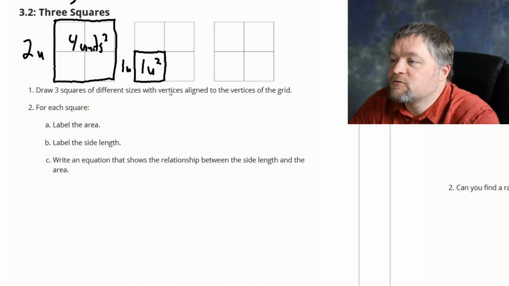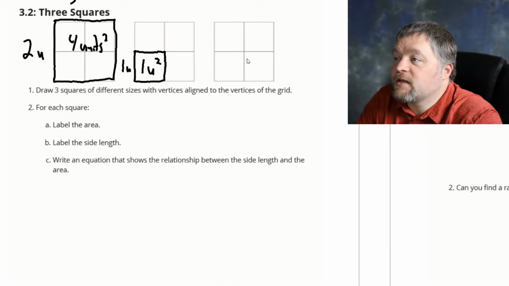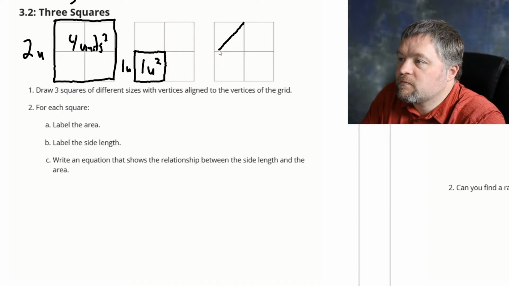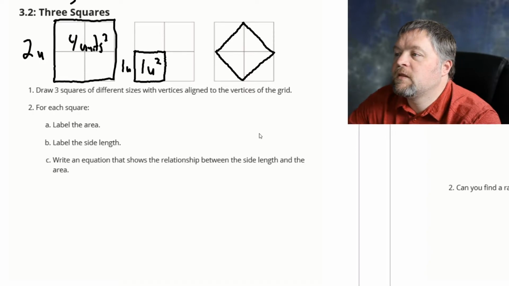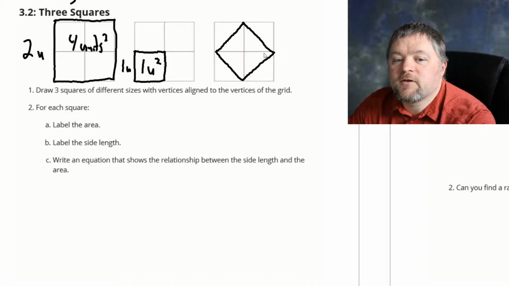And we are supposed to use vertices aligned to the vertices of the grid. Well, from here, all I can get is that square or that square. This one's a little tricky. This square is not going to be oriented the same as the other two. There's another square with vertices aligned with vertices of the grid.